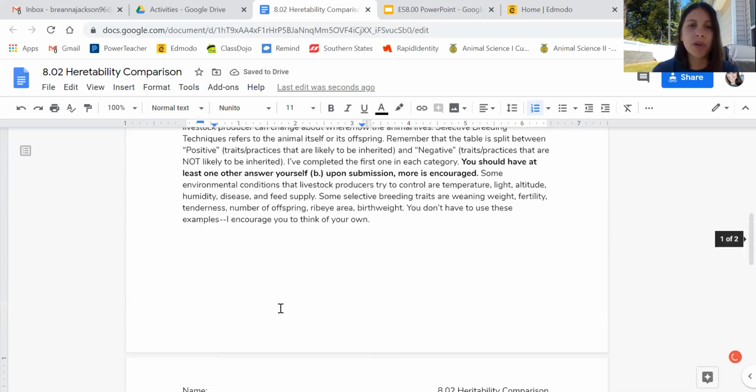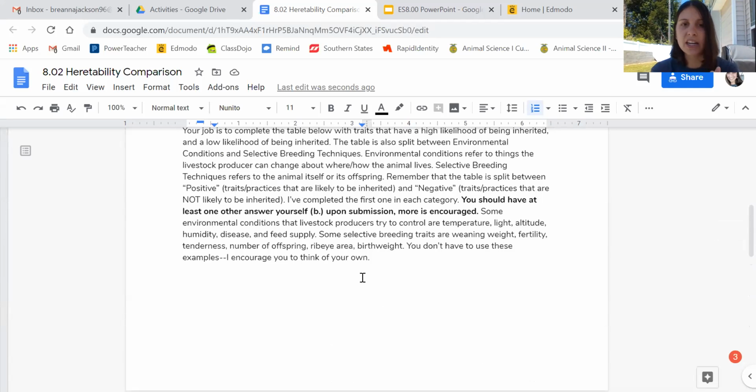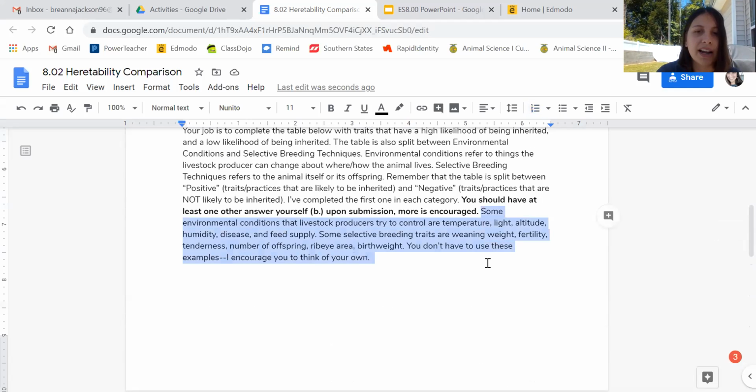So I need you to go through and complete one other example for each square. You can use these examples that I've got here. I encourage you to come up with your own. I encourage you to come up with more than one for each block, but you need to have at least one per block. Some examples that you can use for environmental conditions are temperature.